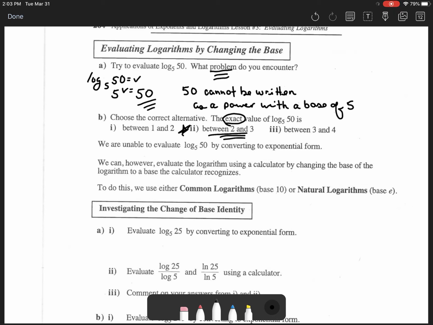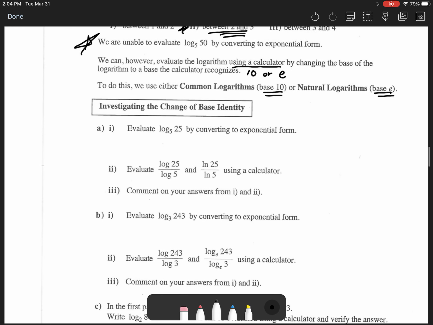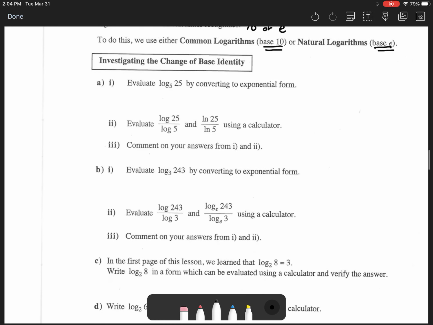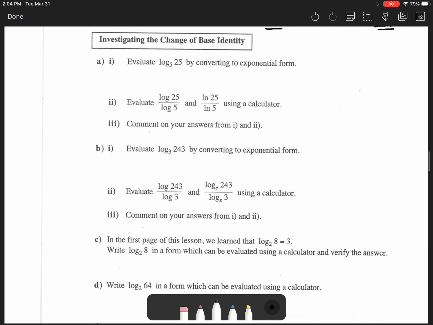Now, it basically tells me nicely in the next step what I wrote above. We are unable to evaluate log base 5 of 50 by converting to exponential form. We can, however, evaluate the log using a calculator by changing the base to a base that the calculator recognizes. Remember, the bases the calculator recognizes are 10 or e. That's exactly what they're saying here, base 10 or base e. So now we're going to take a look at how we do that, because then we can use our calculator to evaluate the log.